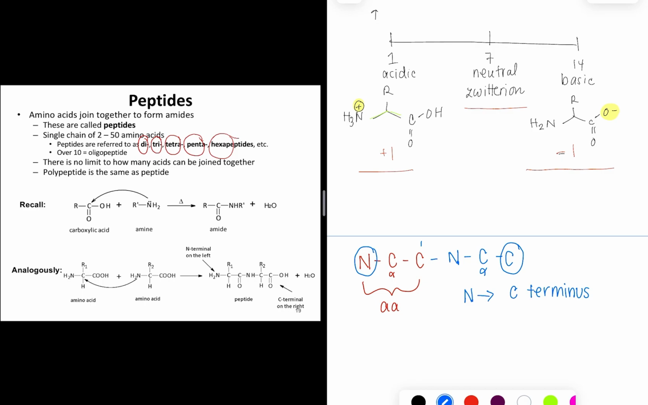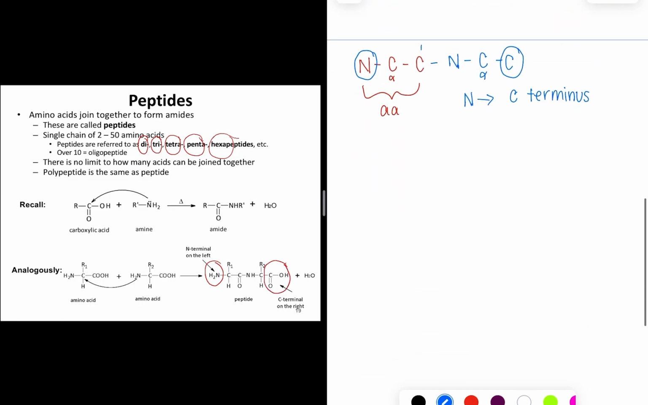So again, the N terminus is always going to be on the left side of the molecule, and the C terminus is always going to be on the right side of the molecule. Let's recall again that every time we put an amino acid together, let me just draw one here. And I'll draw another one. In fact, let me draw this in a different color.